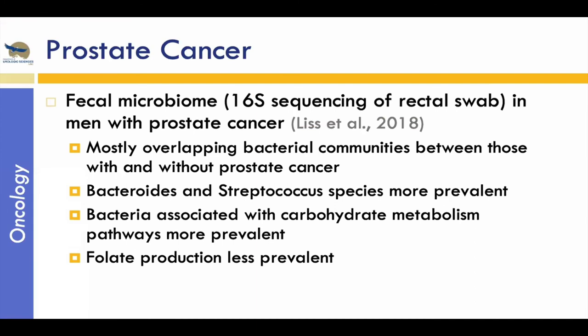And again, all these studies are relatively new and few. So there's not that many in the urine only, but there's another study that looked at the fecal microbiome in men with prostate cancer. And the bacterial communities of men with and without prostate cancer were mostly overlapping, except for some small differences. For example, again, streptococcus species was seemingly more present.